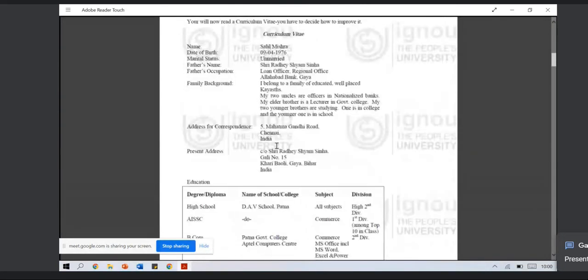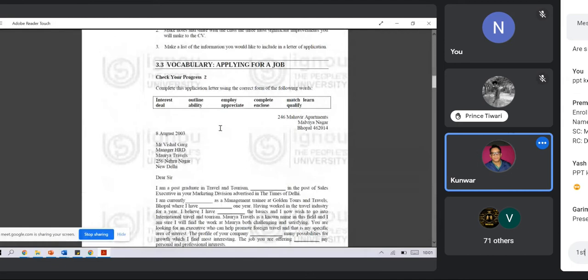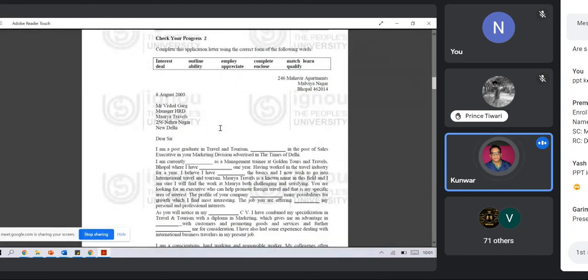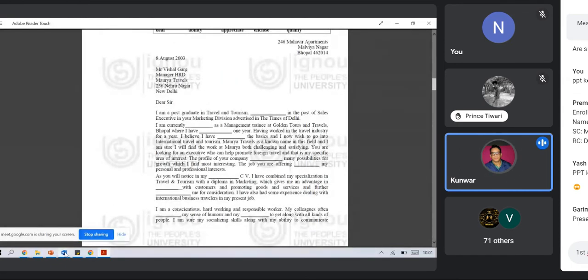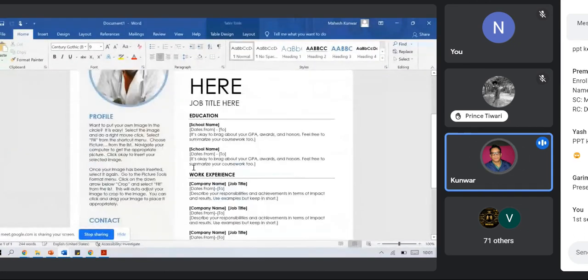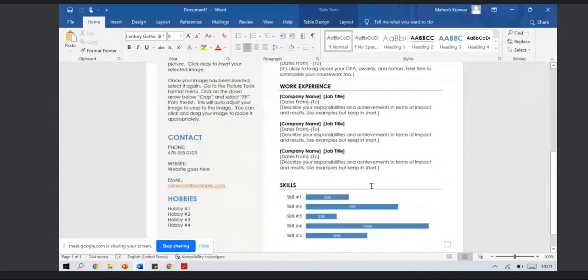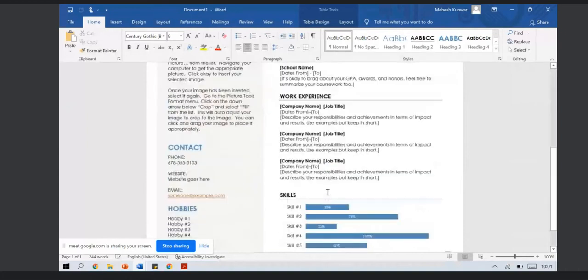So in this class, I will tell you how you have to write a job application and how you have to prepare your resume. And if you have the Microsoft Office 365 version, you can see how you can prepare your resume yourself through this. If you're looking at my screen, I'm sharing it here.